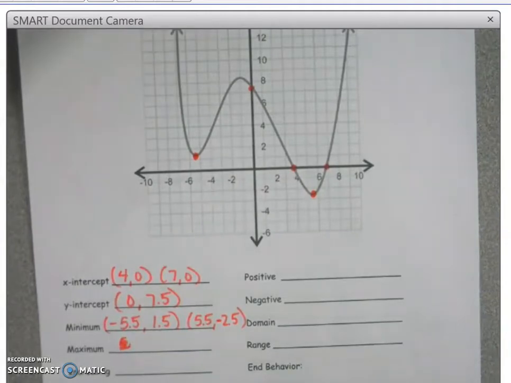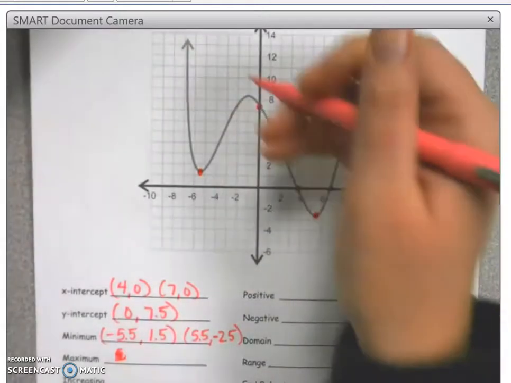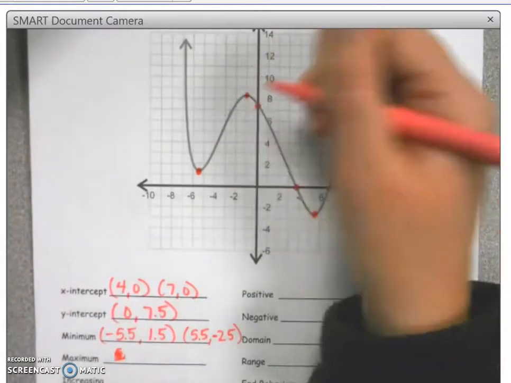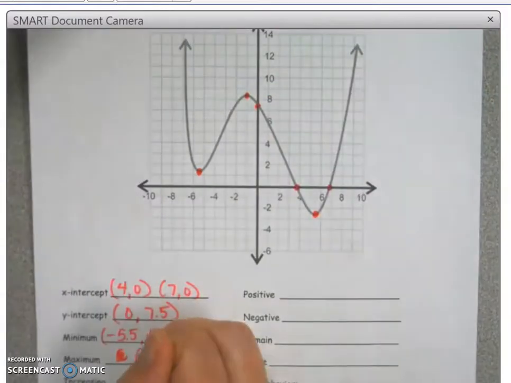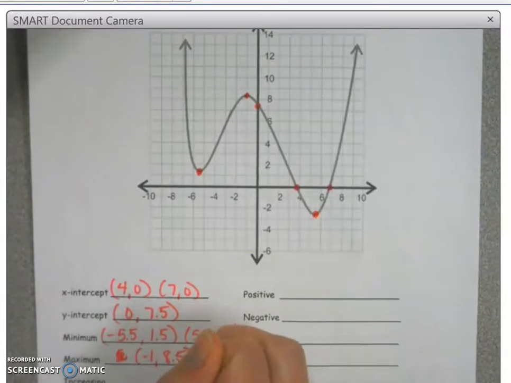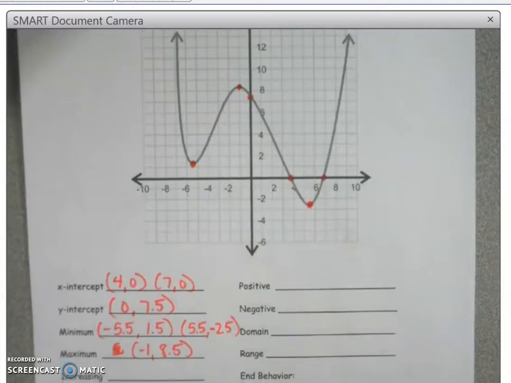The maximum is where I go from increasing to decreasing. It makes like a hill. So I'm going up and then I go down. That's here. And this is at -1. We'll call that 8.5. So as long as you're close, I'm going to mark you right. Again, increasing, decreasing, constant, positive, negative are in the next video. So we'll go to domain and range.